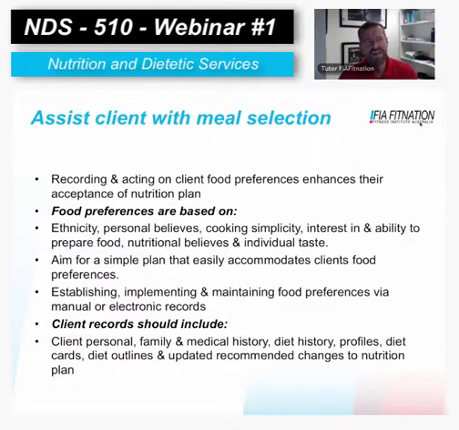Also, when you're taking on a new personal training client, or a new client in terms of providing nutritional advice, it's really important that you record all of the basic information like personal information, family and medical history, and information about their diet history, profiles, diet cards and diet outlines. It's also important that you update any changes recommended to the diet plan by the dietitian. So you have this constant ability to give feedback to the client and also to the dietitian.